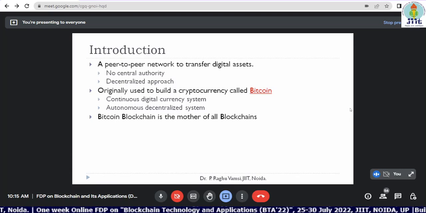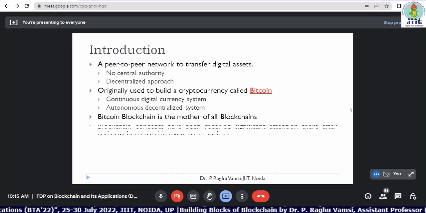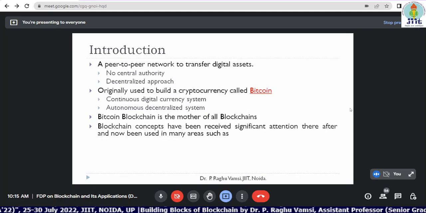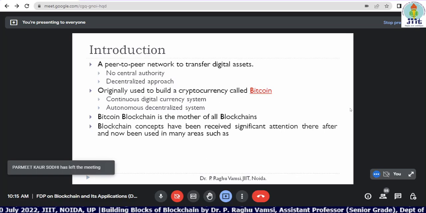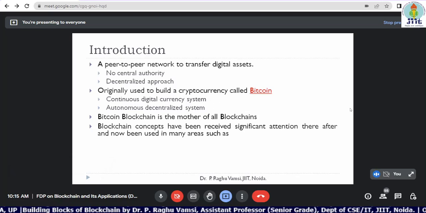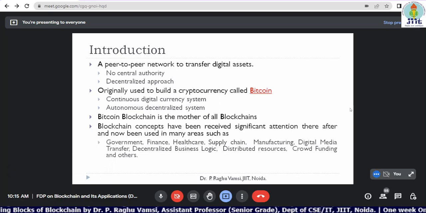Whatever blockchains have been developed so far are inspired by, developed from, modified, or further refined with the inspiration of the Bitcoin blockchain. That is the reason we call the Bitcoin blockchain the mother of all blockchains. Blockchain concepts have received significant attention thereafter. Once Bitcoin came into the limelight, blockchain is now being used in many areas such as government, finance, healthcare, supply chain, manufacturing, digital media transfer, decentralized business logic, distributed resources, crowdfunding, and many others.